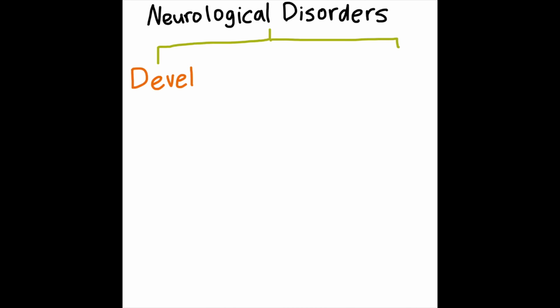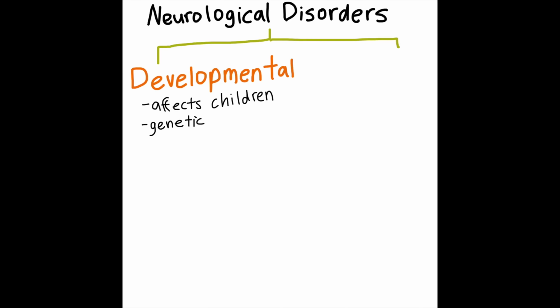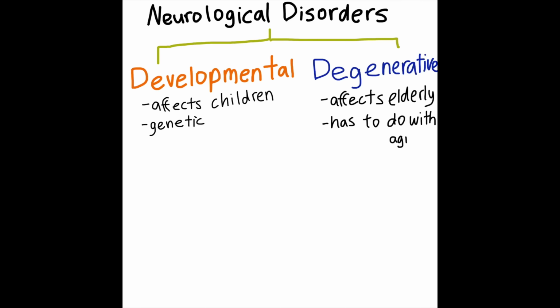This seems like a great system, right? Well, sometimes things go wrong. These are called neurological disorders. Some disorders are inherited, and the person has them their whole life. These are called neurodevelopmental disorders. Some disorders affect the person later on in life. These are called neurodegenerative disorders.